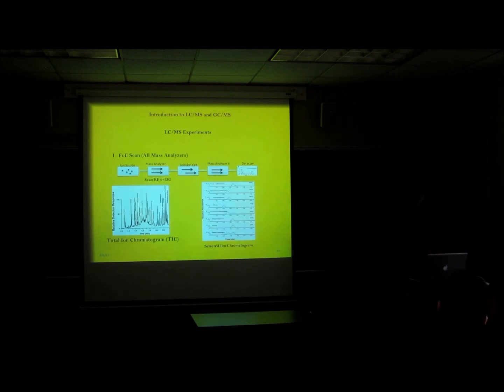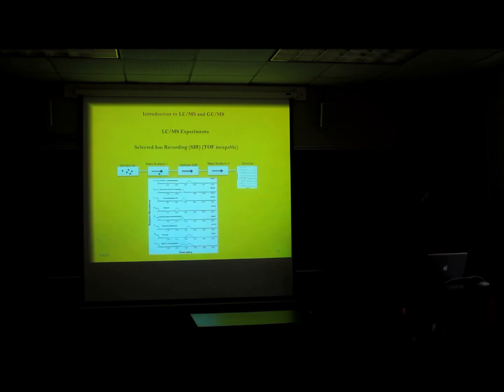You can take the selected ion chromatogram and turn that into an actual MS experiment by just doing what's called selected ion recording. So if you have one specific compound you're looking for, we want to see 2,3-phosphoglycerate in a cell extract. This is a glycolytic intermediate from glycolysis. We form our ions on the cell extract.